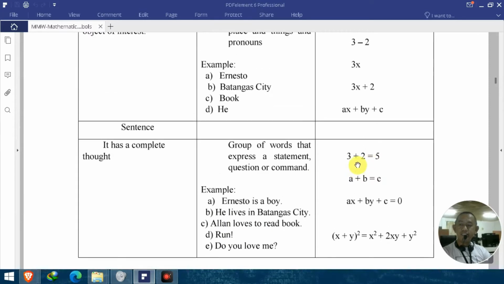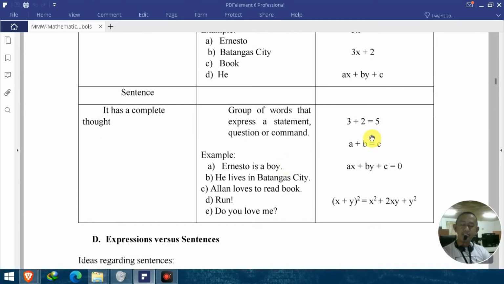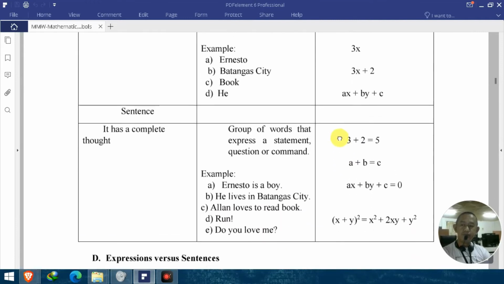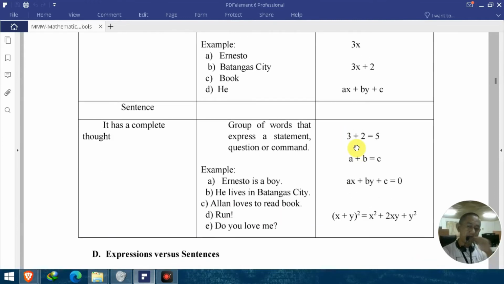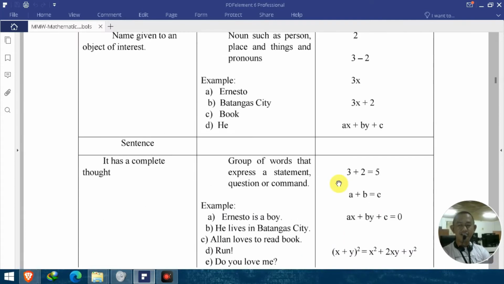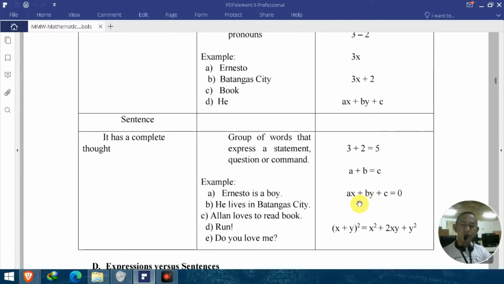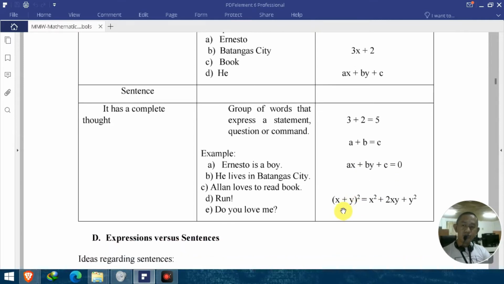But in mathematics, it is the same. For example, we say 3 plus 2 equals 5. That is a sentence already. It's a complete thought. When there is an equal sign, it's a complete thought. When there is no equal sign, that is just an expression. So that is the difference. We have a plus b equals c, ax plus by plus c equals 0. Then we have (x plus y) raised to 2 equals x raised to 2 plus 2xy plus y squared.